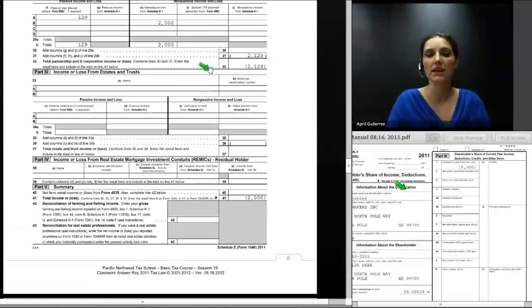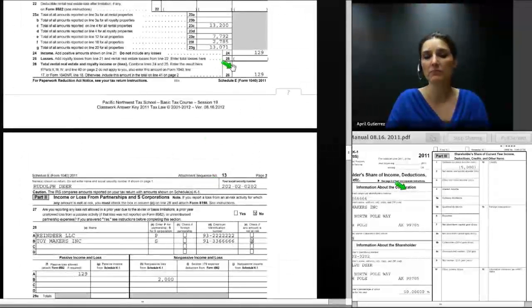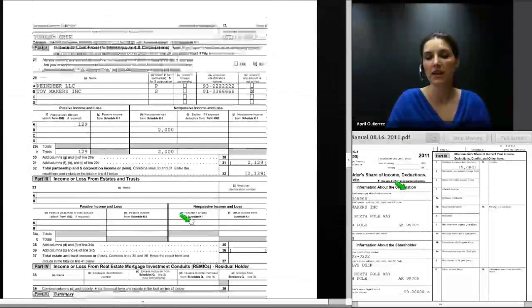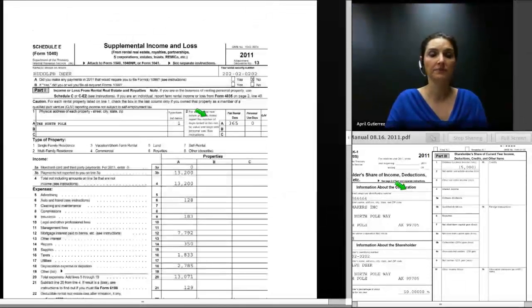And so we take $2,129 of allowed loss on line 32, and we add to that the profit from line 26. So essentially, line 26 reduces the total from line 32 by $129, and that means the amount on line 41 is $2,000, and $2,000 is the loss that will carry over to line 17 of the Form 1040. So let's go take a look at Rudolph's 1040 now.